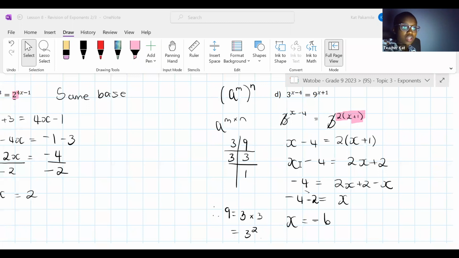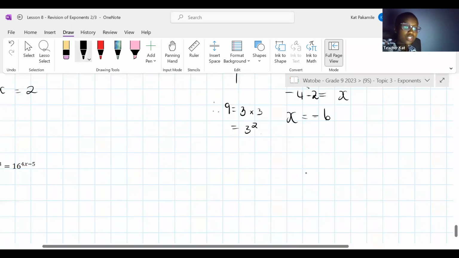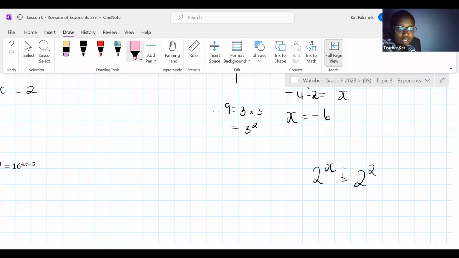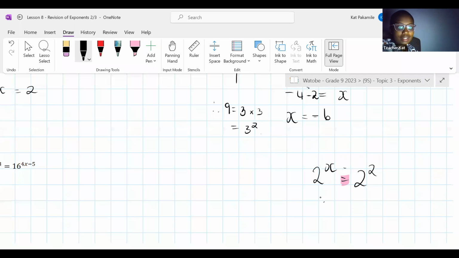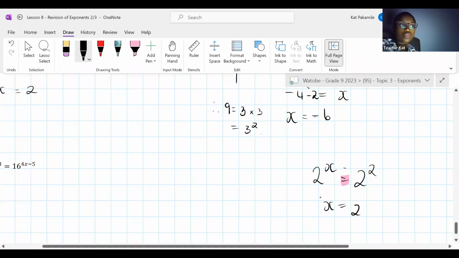Ma'am, why do we cancel the 3? So, Abisha, we discussed that these questions say, let's say I have 2 to the power of x is equal to 2 squared. This is an equation, a statement. It means the left-hand side is equal to the right-hand side. There's an equal sign there. So if 2 to the power of x is the same as 2 to the power of 2, therefore x has to be equal to 2. So we say we cancel them, but what we actually do is make the exponents equal.